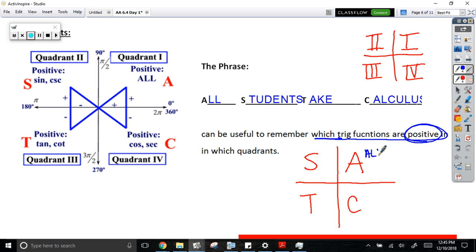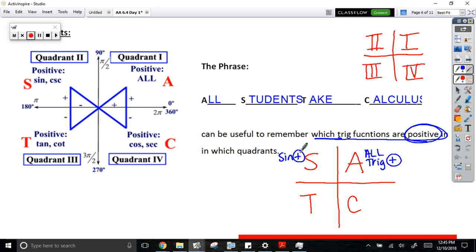So all trig functions are positive in quadrant 1, which means the sine is positive, the cosine is positive, and the tangent is positive. All the reciprocals will also be positive. So if an angle falls in this quadrant, all of the sine, cosine, and tangent will be positive. What do you think the S is standing for? Sine. So in this quadrant, the sine is the only thing positive, meaning the cosine is negative and the tangent is negative.